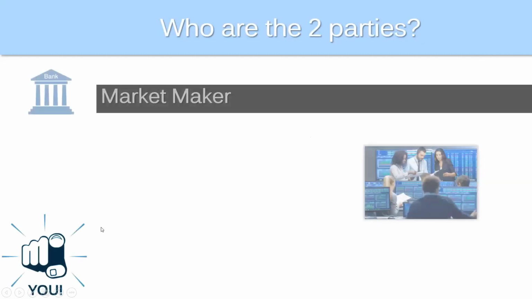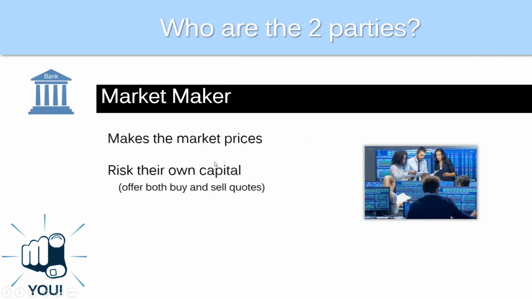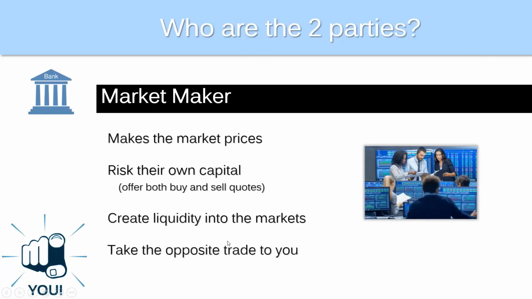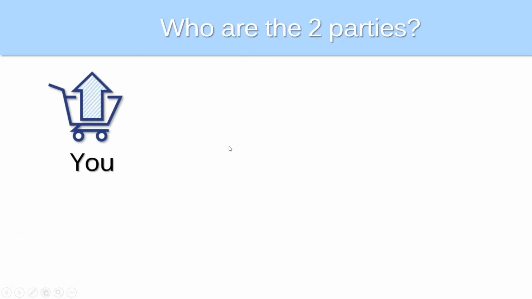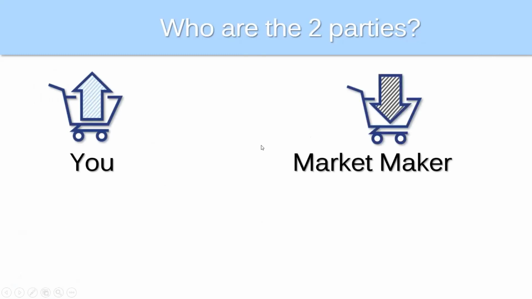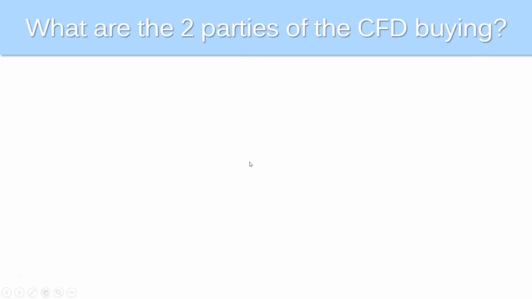Who are these two parties that we're talking about? Well, it's you and the market maker or the broker. The market maker makes the market prices. They risk their own capital and offer buy and sell quotes, and they create liquidity in the markets, and they take the opposite trade to you. They are completely unbiased. So when you buy, the market maker sells, and when you sell, the market maker buys.